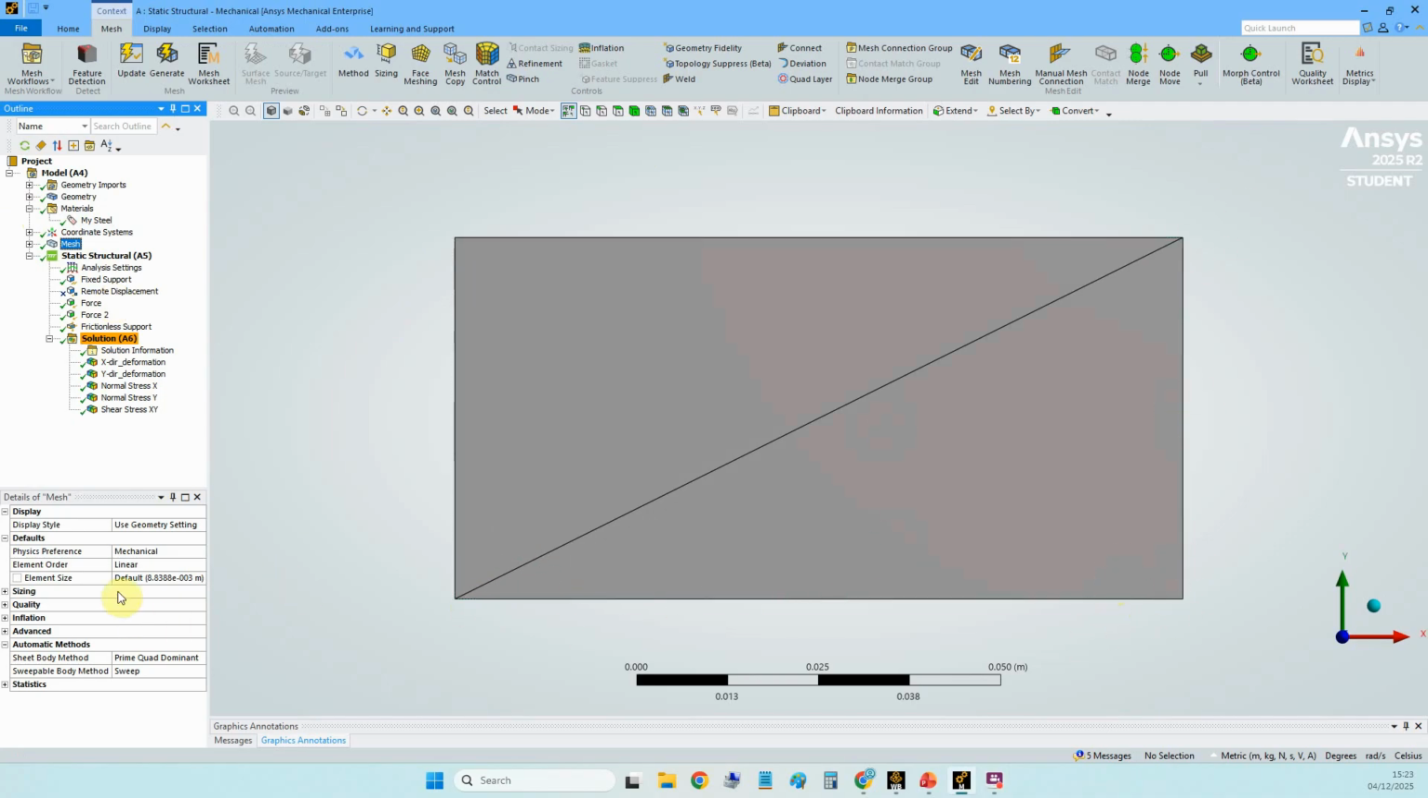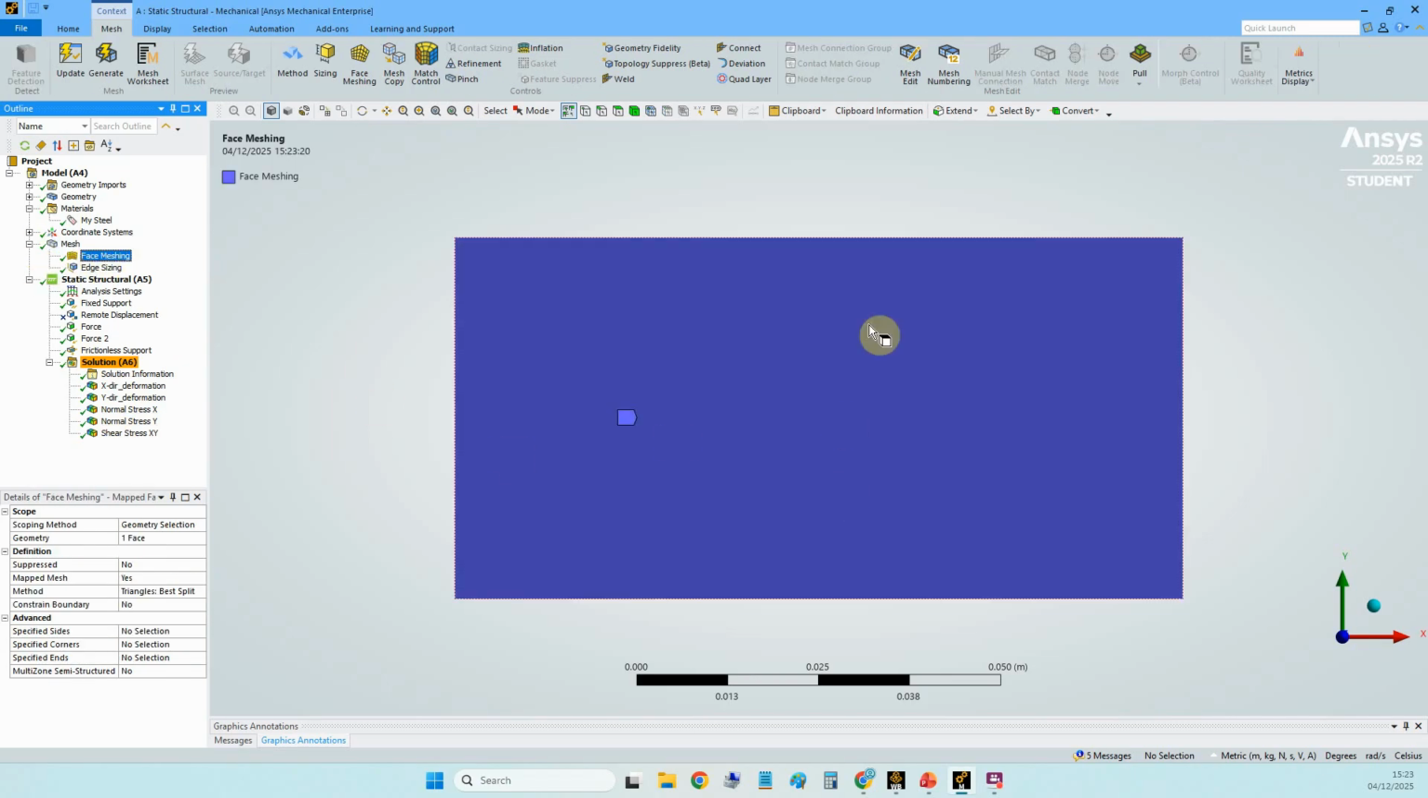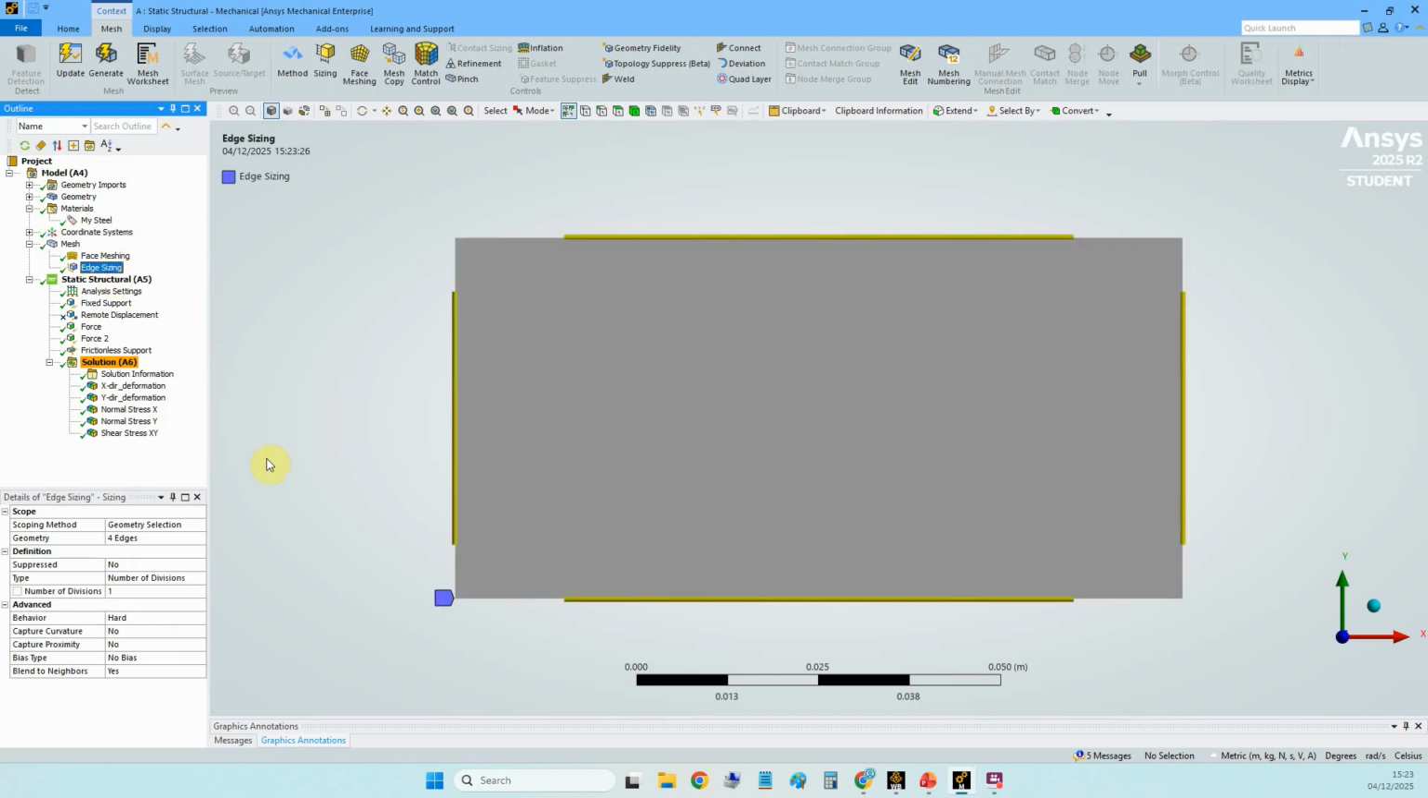How I did this was, in the default meshing properties, I ensured that it was linear here and not quadratic. So that meant it had to use linear elements, not elements with curved sides and midside nodes, just straight sides and corner nodes. And then when I went into the mesh, I assigned a face meshing on this, where I told it that I wanted it to use triangles. And then I performed an edge sizing on each of the edges, and I told it I wanted only one element division on each side.